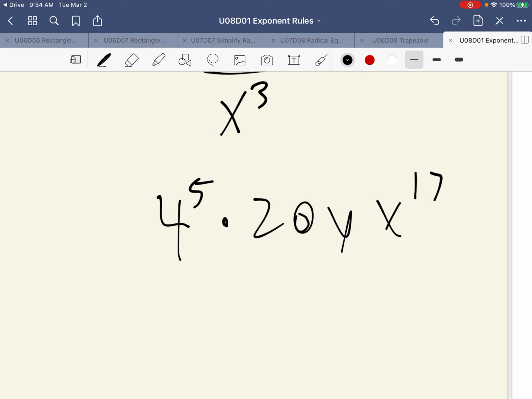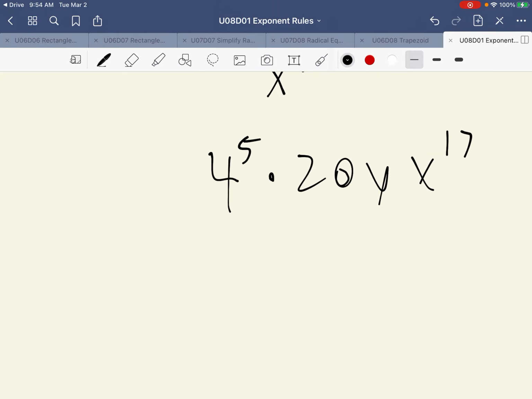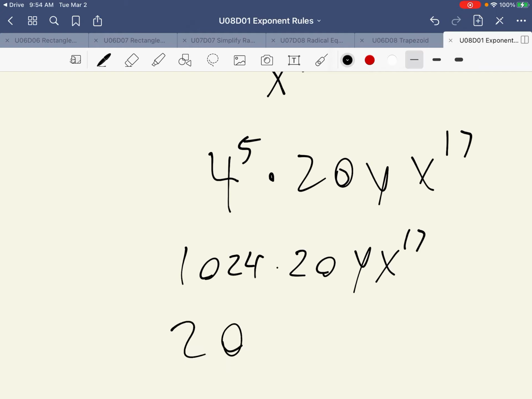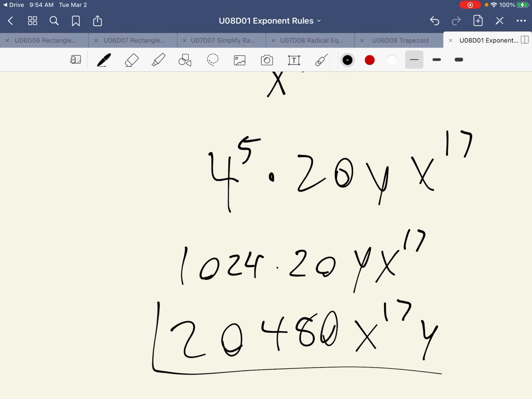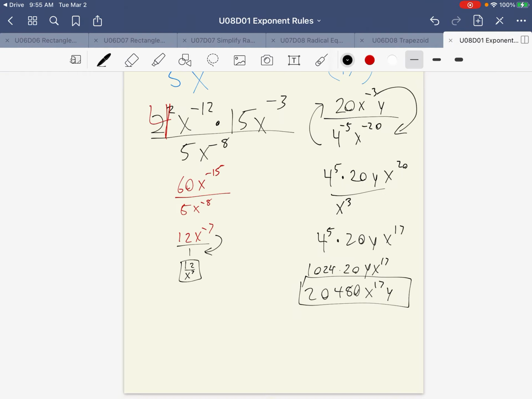So that's by the division rule. Well, we have to just apply 4 to the 5th. So using a calculator, just so I don't make a mistake, 4 to the 5th power is 1024. Multiplying that by 20, we get 20,480 x to the 17th y. That would be our final answer.